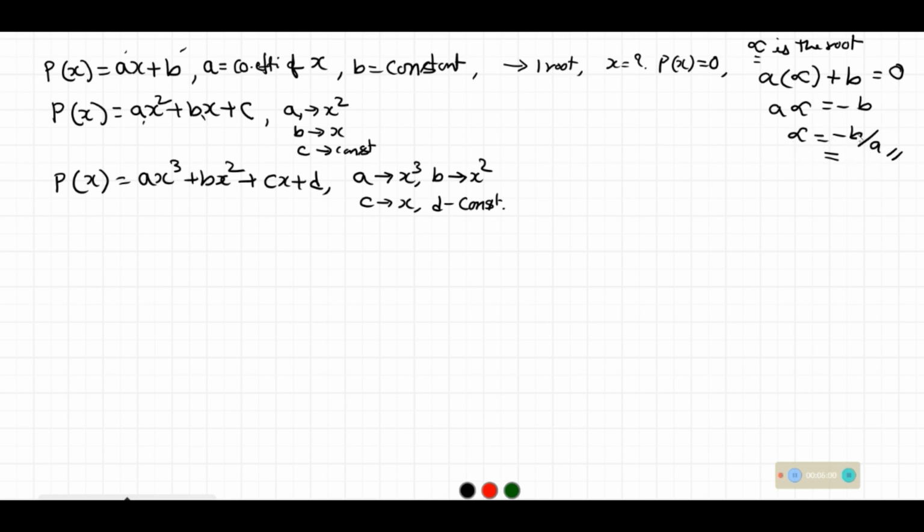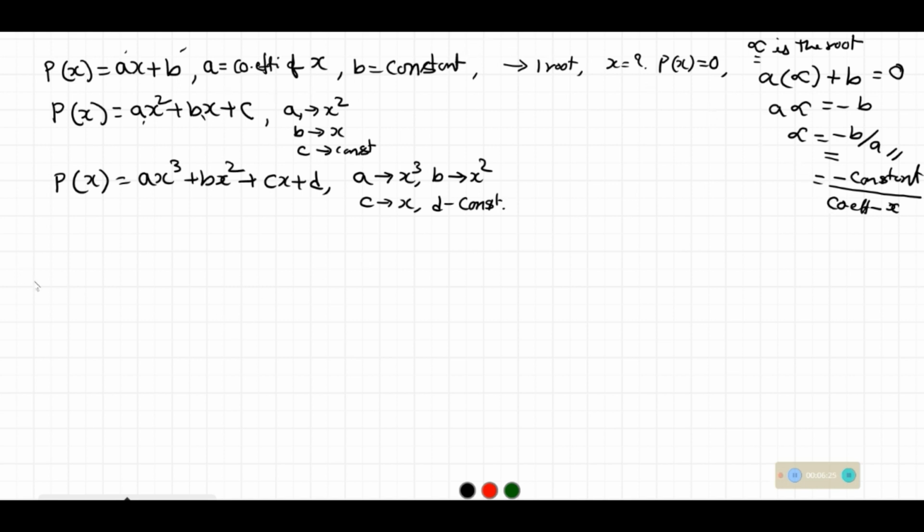Okay, so what is the minus b? What is the b actually? The constant in this equation, right, divided by a, which is the coefficient of x, right? So this way you can find the root directly for the linear equation.